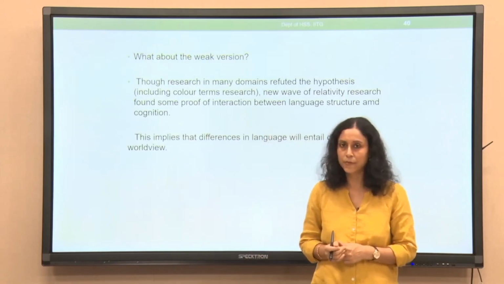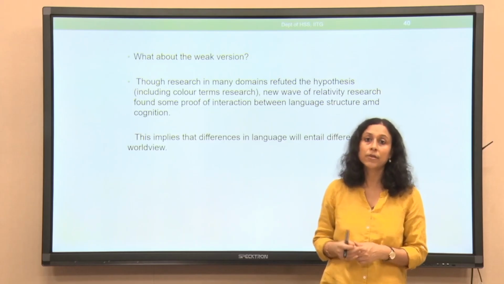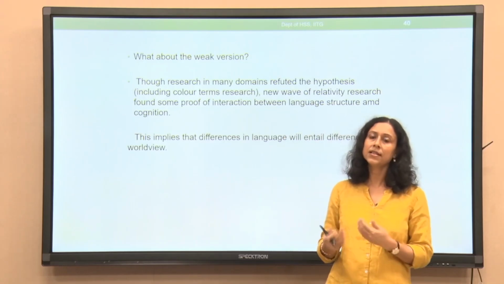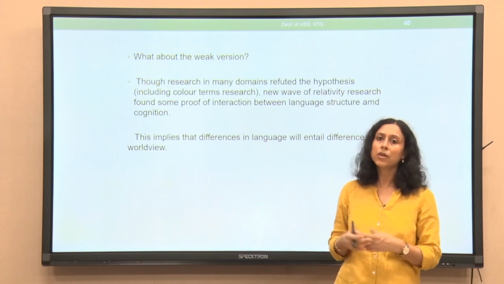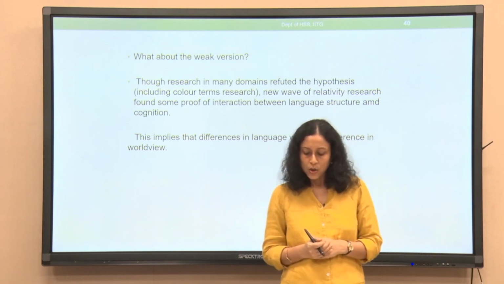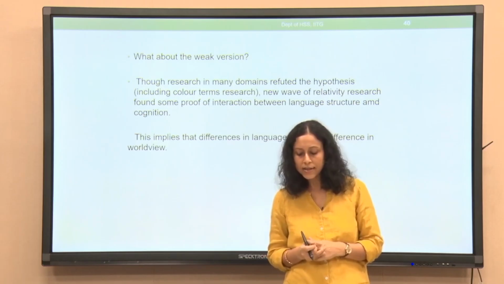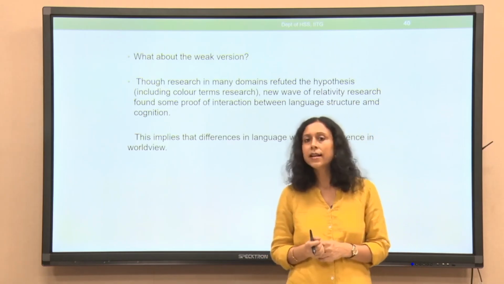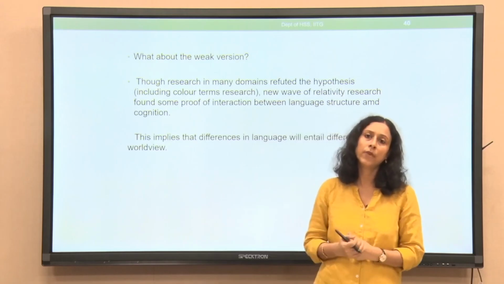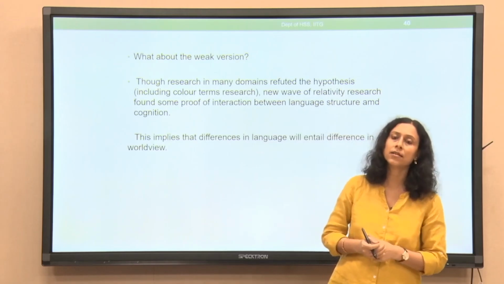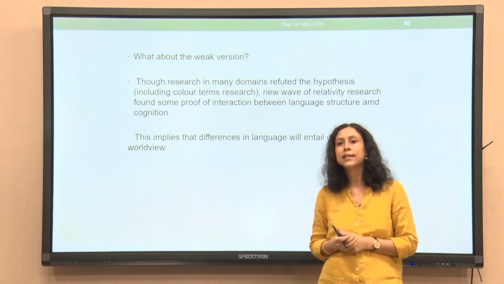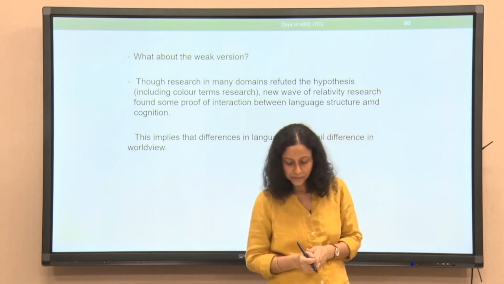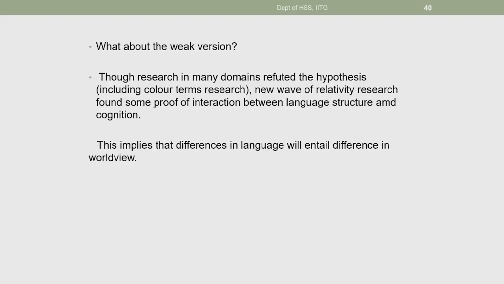What about the weaker version? The weaker version does not claim that language decides the way we think. The weaker version claims that there is a relationship, there is an amount of give and take, there is an amount of influence. Now, though research in many domains has refuted the strong hypothesis, there is a new wave of research that has been happening for some time that has some amount of proof in support of the weaker version. So, there is some amount of proof of interaction.